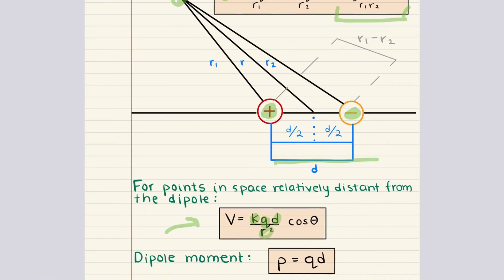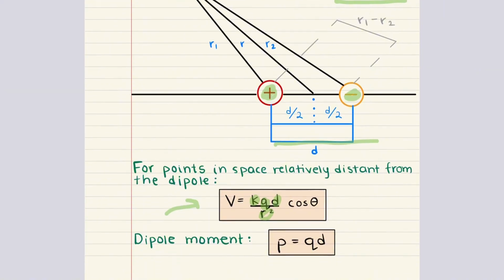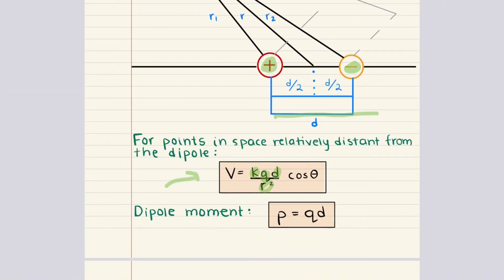Now, this approximation shows us how the electric potential of a dipole decreases with the square of the distance from the dipole. Unlike the potential of a single charge, which decreases as 1 over R, the potential due to a dipole falls off more rapidly as 1 over R squared.